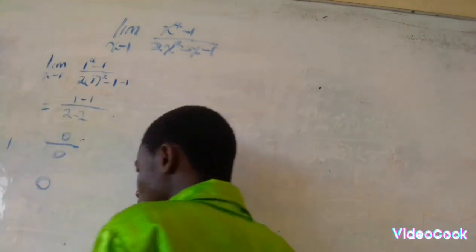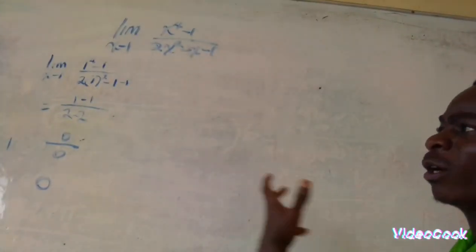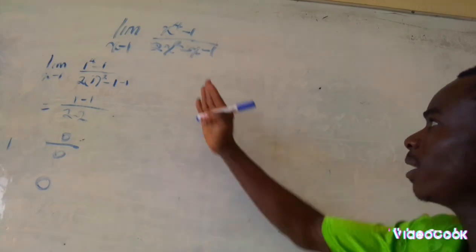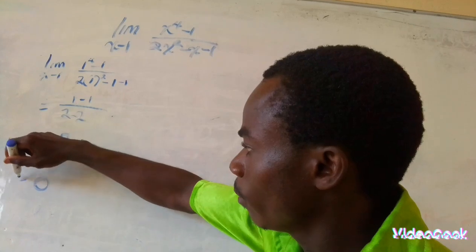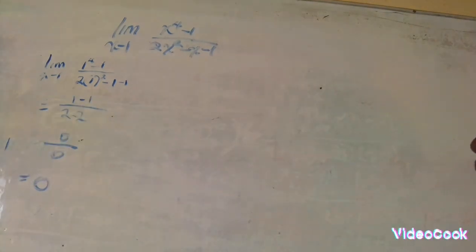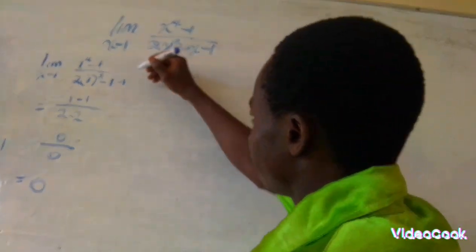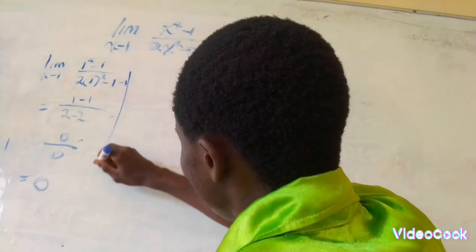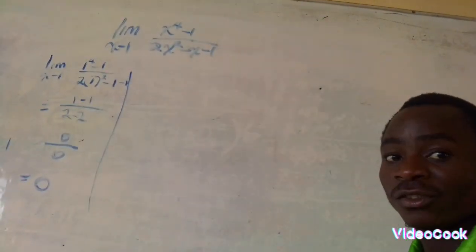So the limit in this way does not exist. What do we do to make this limit exist? Let's get to this real problem and simplify it to make this limit exist. So what do we do here to make this limit exist?